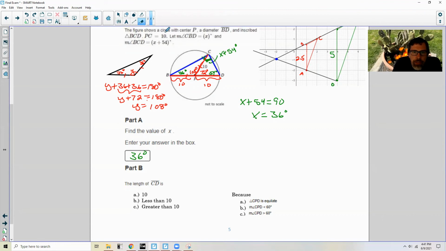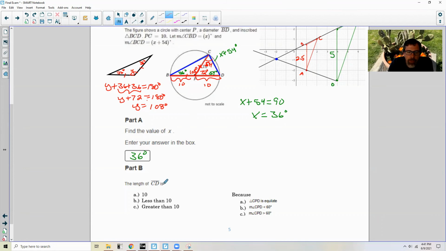And by the way, this angle right here is also 54 degrees because this is a radius and this is a radius. So this is 54 degrees. 54, 54, 72. Okay. So the length of CD here is the longest side of this triangle because it's opposite the largest angle.